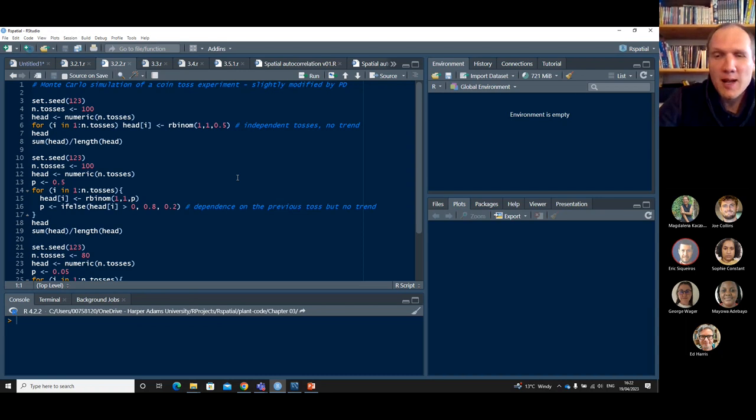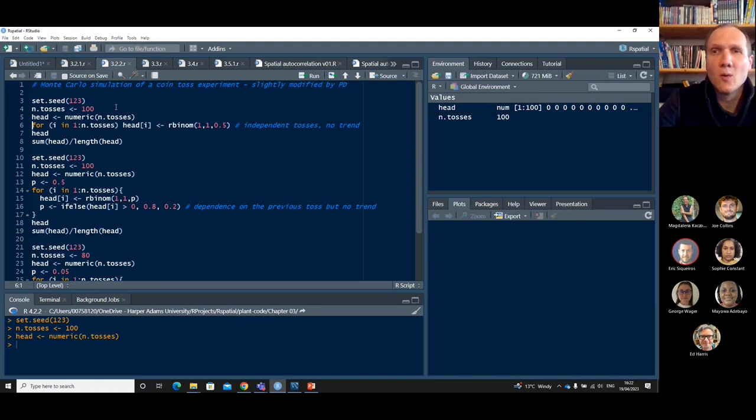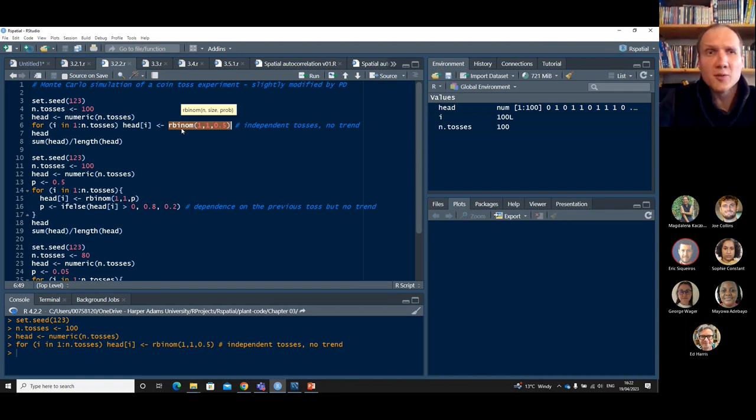So script 3.2.2 from Plant, an explanation of independent observations, dependent observations, and the presence of trend based on tossing a coin. I slightly modified it. So we are tossing a coin 100 times. Head is the vector with the result of our coin toss, and this is the generation of binomially distributed random values with the probability 0.5. So it's like a fair coin.